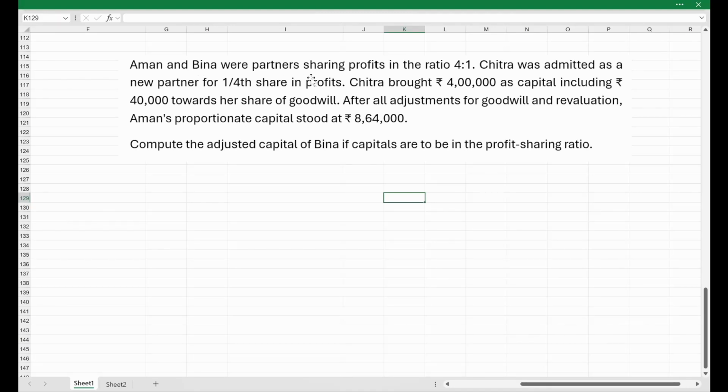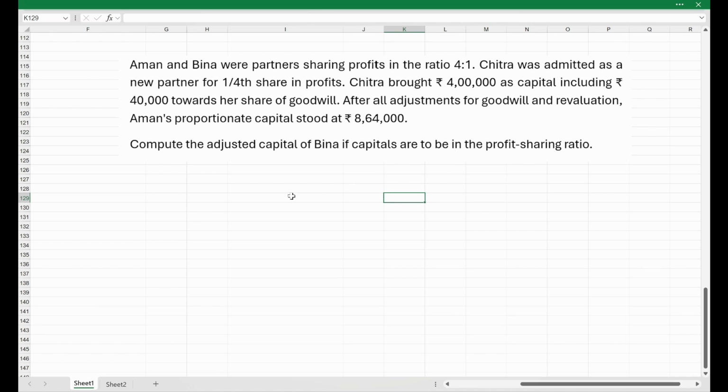Aman and Beena were partners sharing profits in the ratio of 4:1. Chitra was admitted as a new partner for 1/4 share in the profits. Chitra brought 4 lakhs as capital, including 40,000 towards her share of goodwill. After all adjustments for goodwill and revaluation, Aman's proportionate capital stood at 8,64,000. Compute the adjusted capital or proportionate capital of Beena if capitals are to be in profit sharing ratio.